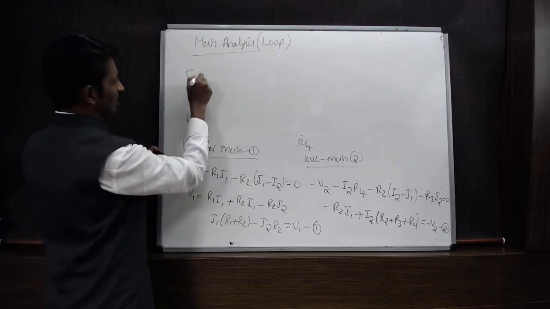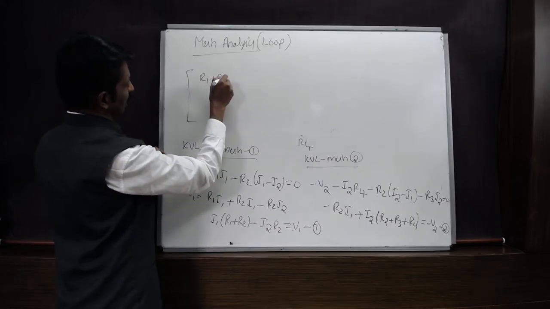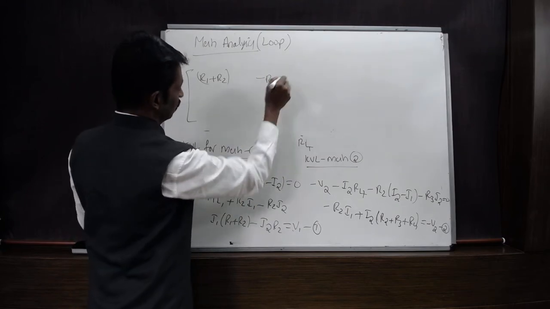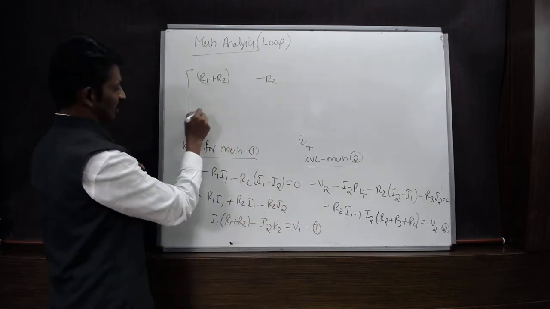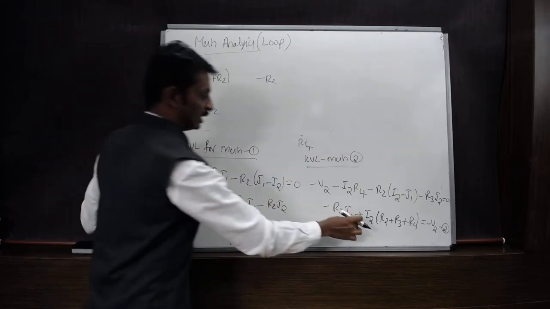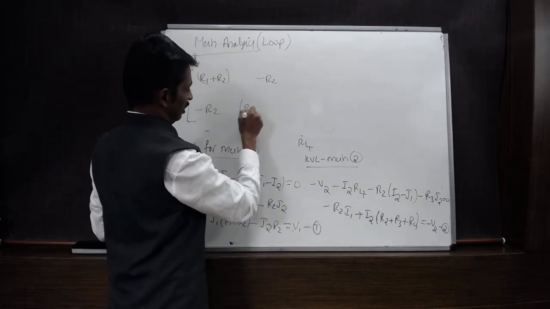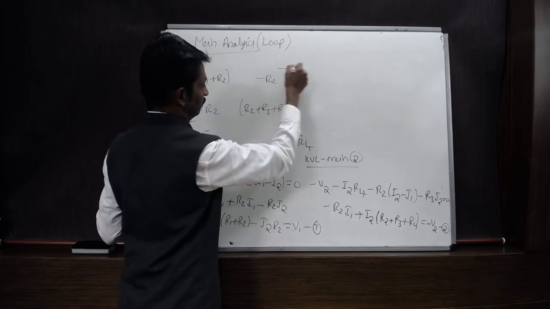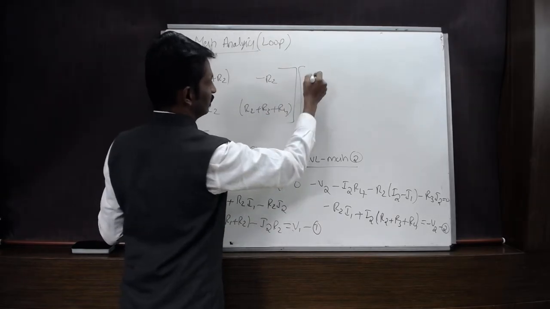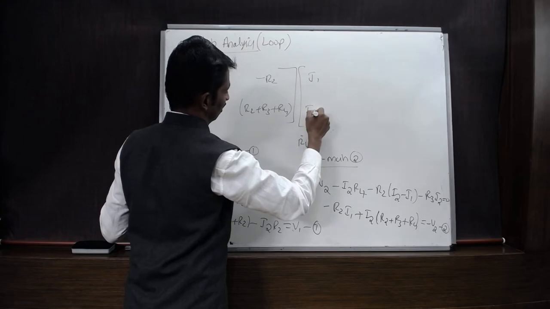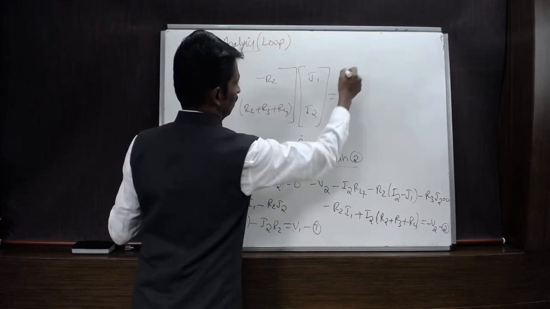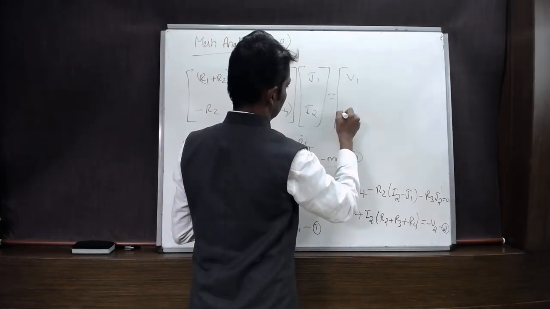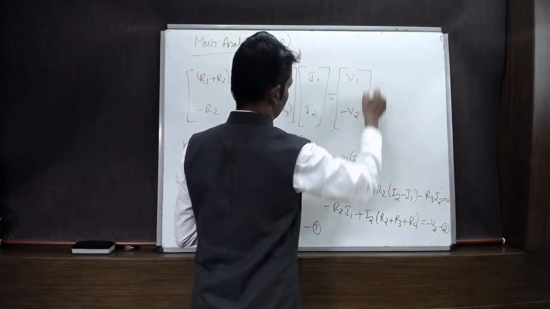Here we have the known values, R1 plus R2 and minus R2, and here we have minus R2 and R2 plus R3 plus R4, with the unknown currents I1 and I2, and the known voltages, which are V1 and minus V2.